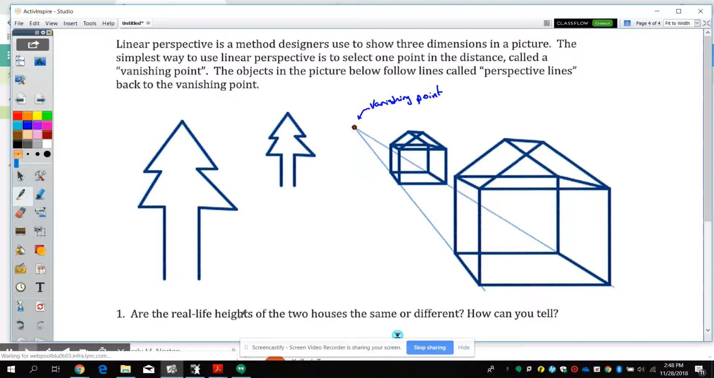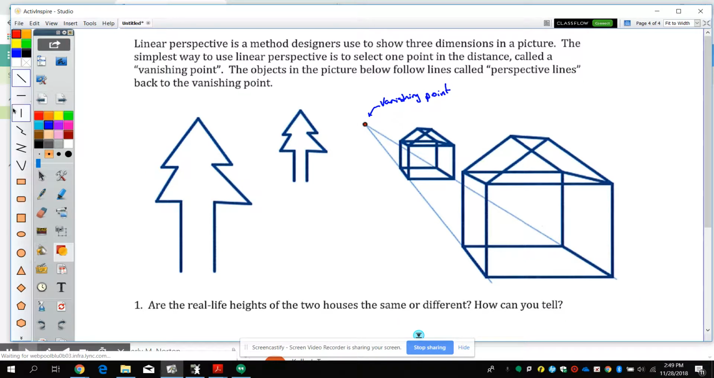It says here, are the real life heights of the two houses the same or different? Now, the way to tell that is to simply notice, if it is, these lines should all be the same. So what I'm going to do is, now you could use a ruler, I have this line tool that I'm going to start right here at the vanishing point, and I'm going to draw it right along that.